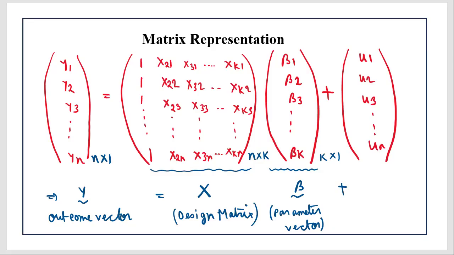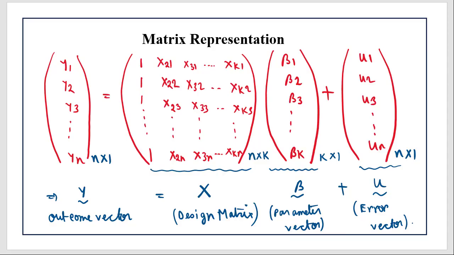And finally, plus this is known as the error vector. Error vector or the disturbance vector, right? And what is the dimension? The dimension is n cross 1.